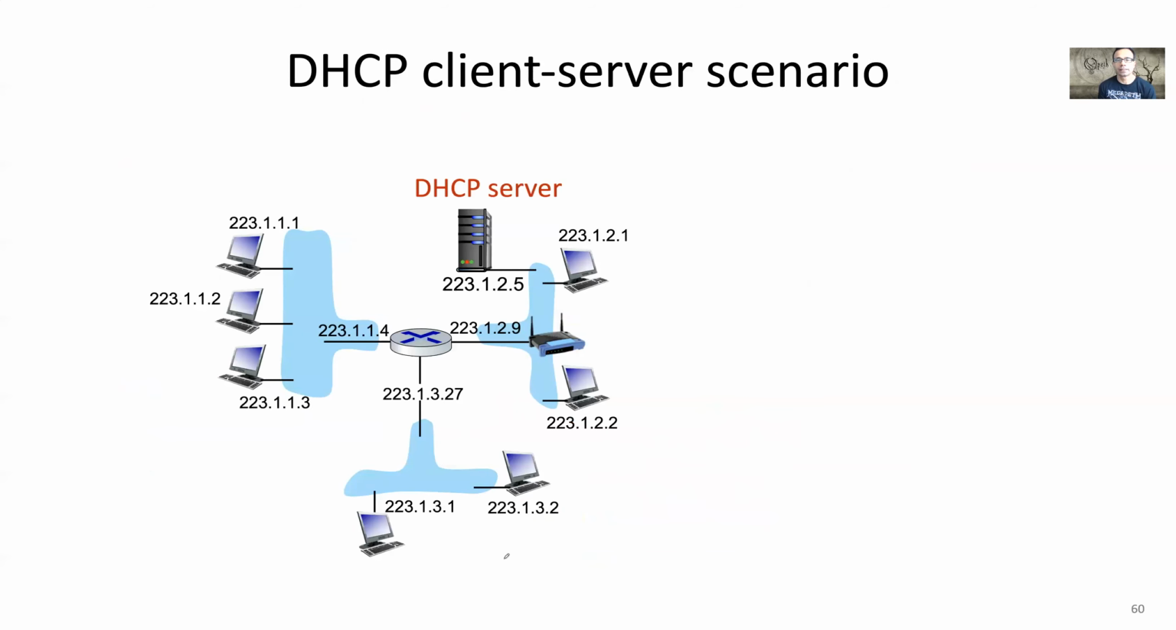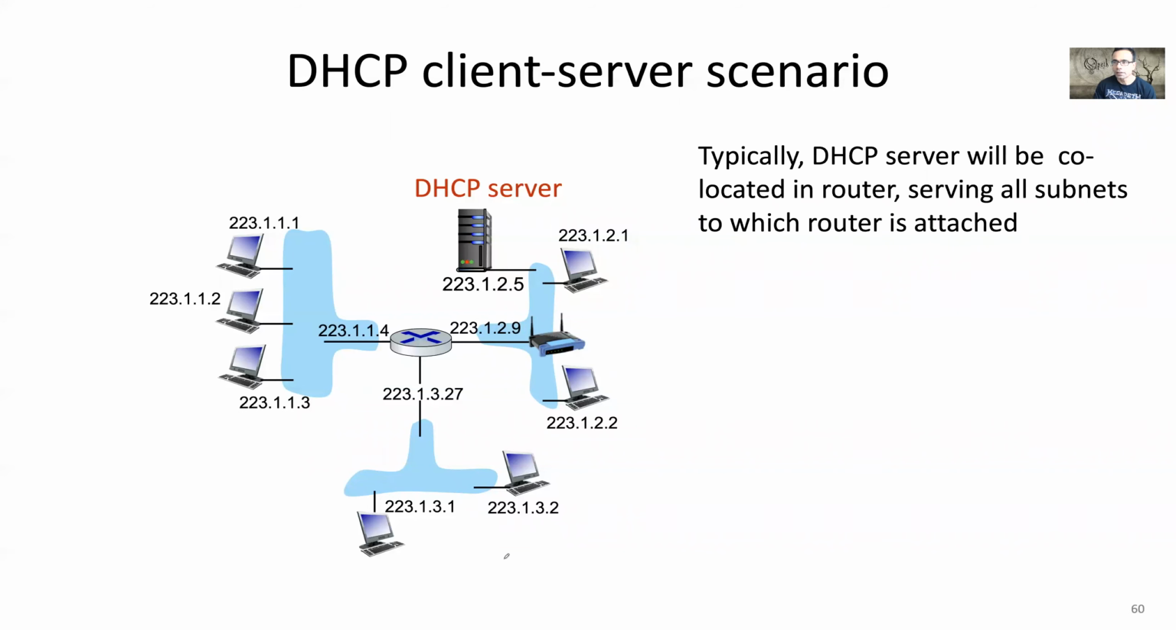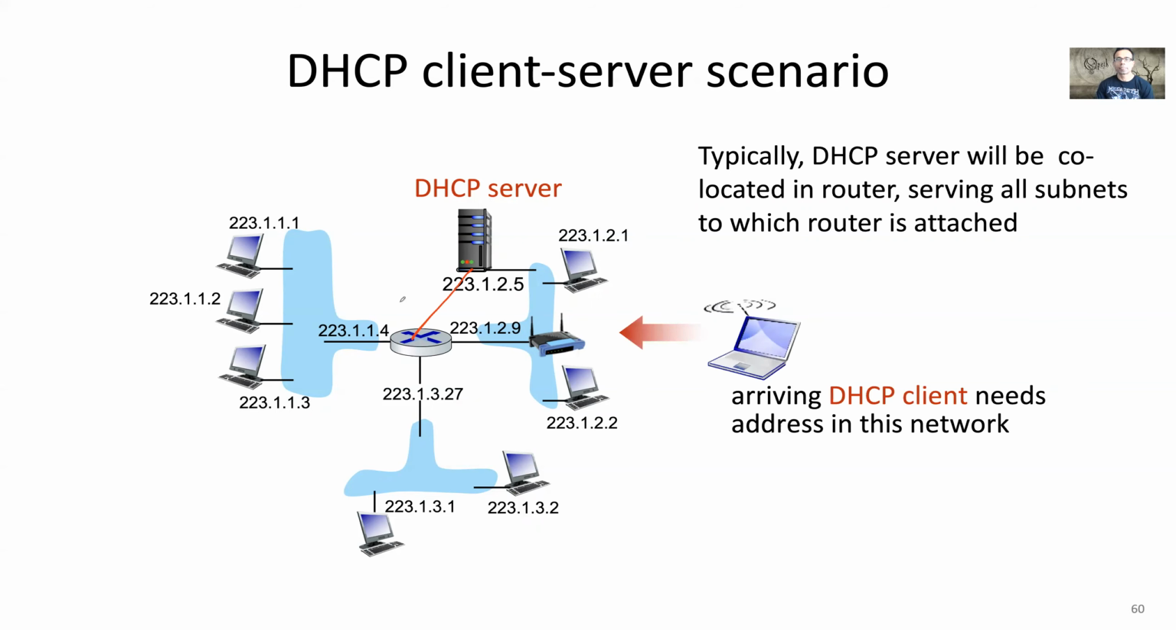So typically there's one or more DHCP servers on a particular network. Very often they're just co-located in the router. In other words, the router itself is implementing DHCP server software, right? That way it services all the subnets that it's connected to.